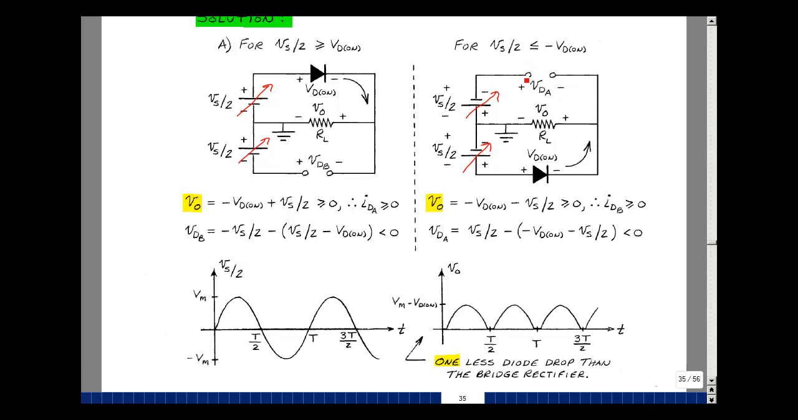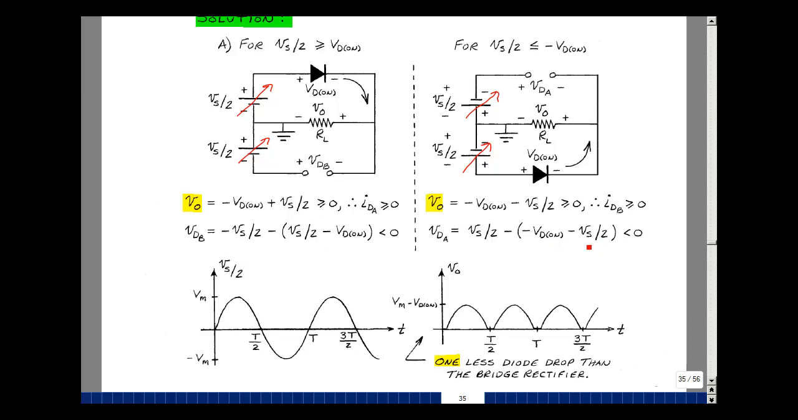Same thing, we'll go around the loop. So the rise in voltage is V sub dA. I have a drop of V sub S over 2, and then minus Vout. Put the value of Vout in here. A lot of negatives here. This is less than or equal to 0. That's negative. Here I've got minus VD on, say minus 0.7.